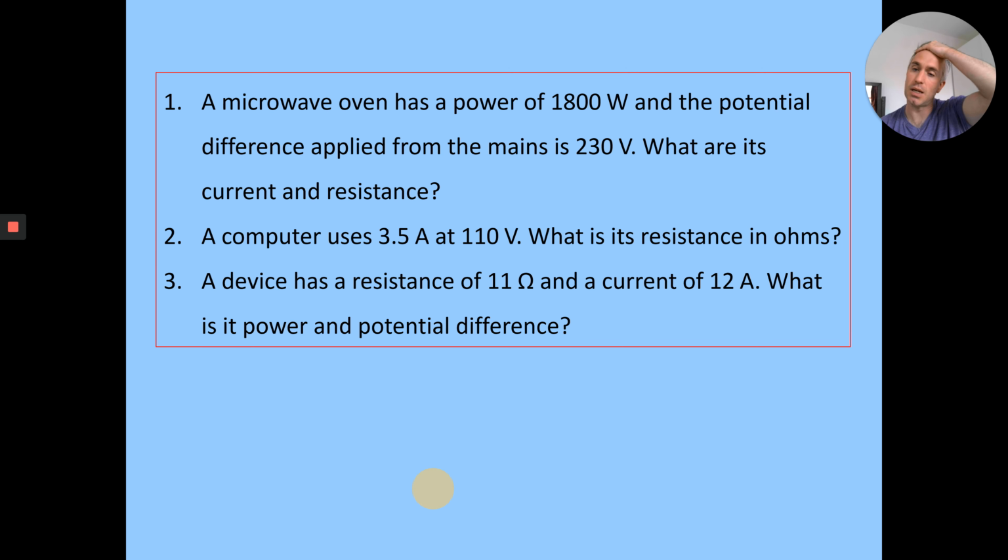And on the last slide, a microwave oven has a power of 1,800 watts. The potential difference from the mains is 230. What's the current and what is its resistance? A computer uses 3.5 amps at 110 volts. What's its resistance in ohms? And a device has a resistance of 11 ohms and a current of 12 amps. What is its power and potential difference? So there's not too much, and the equations are quite simple, and you're just using them again and again.